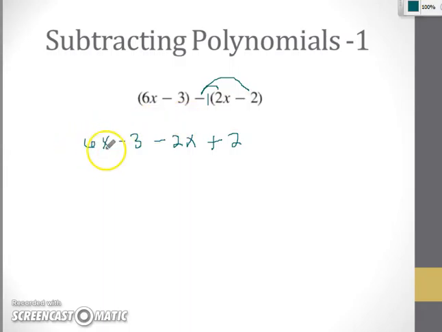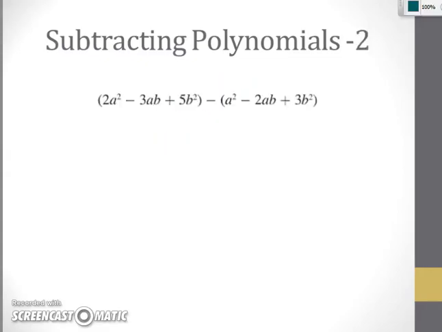So now we have a 6x minus 2x, 6 minus 2, so 4x. And then we have a negative 3 plus 2. That would make it a negative 1. So 4x minus 1 is how this one combines.